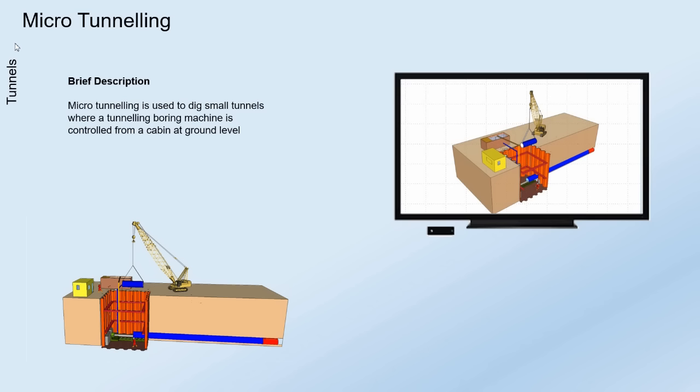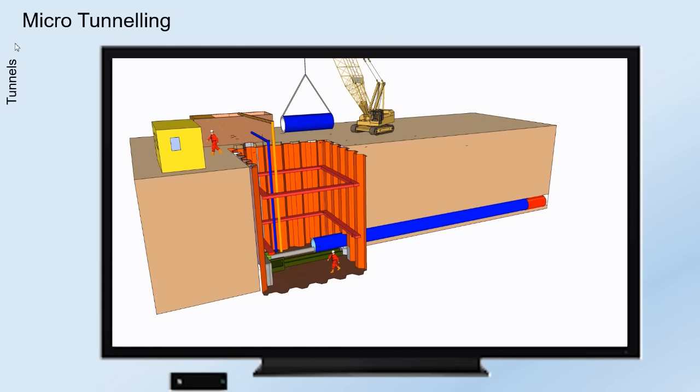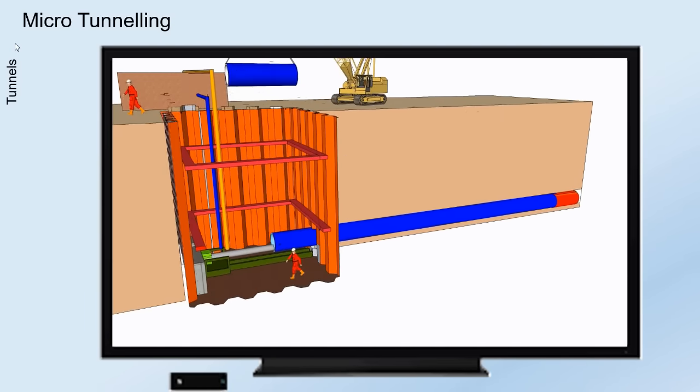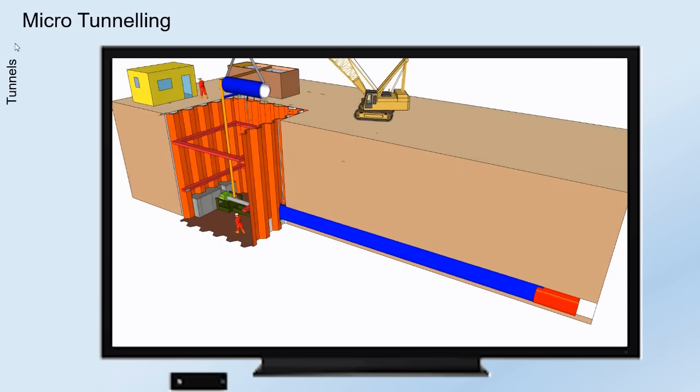Micro tunneling sequence and methods. Micro tunneling is used to dig small tunnels where a tunnel boring machine is controlled from a cabin at ground level.